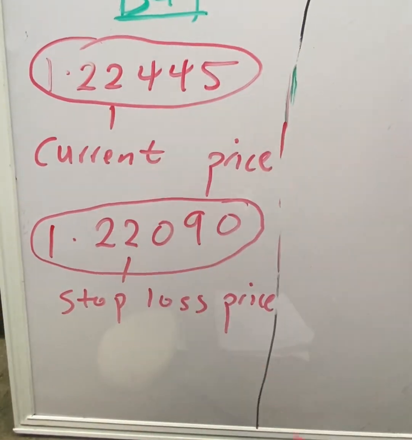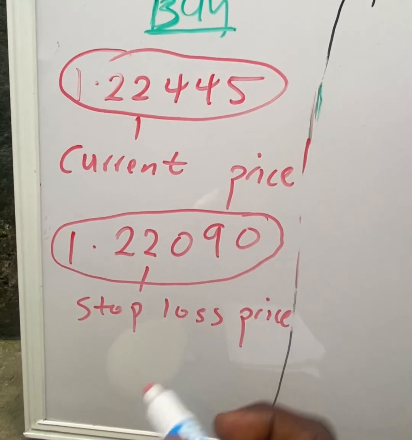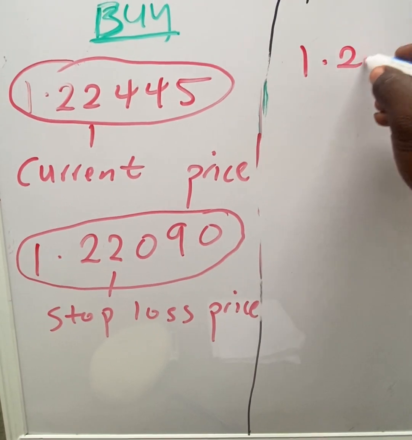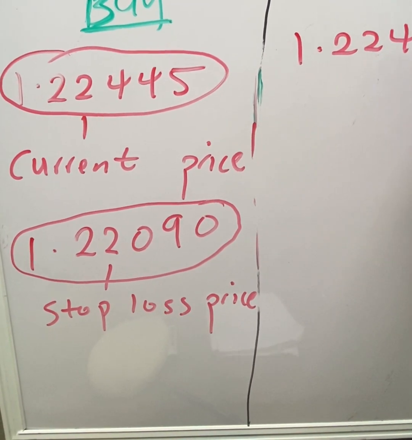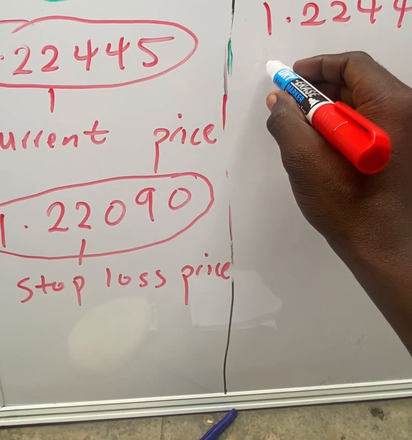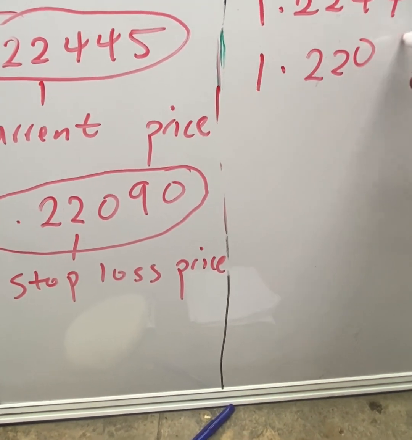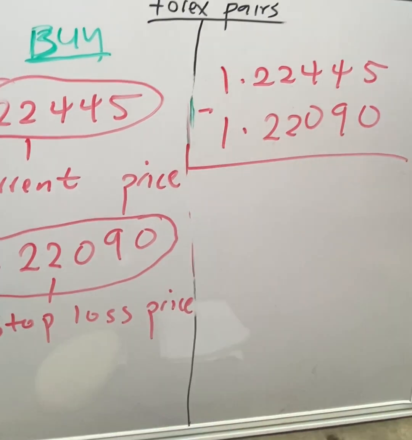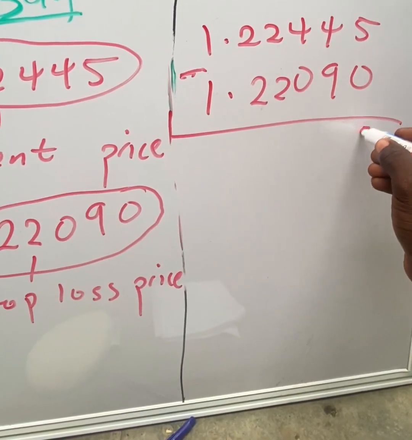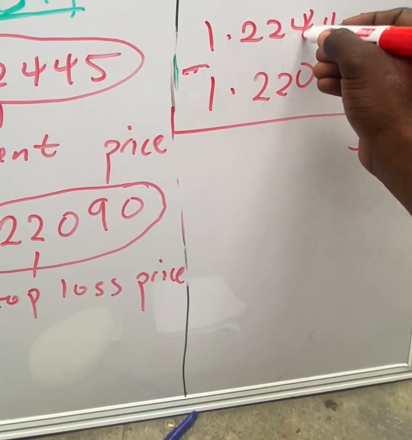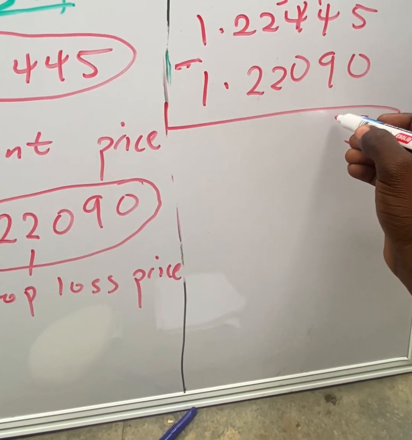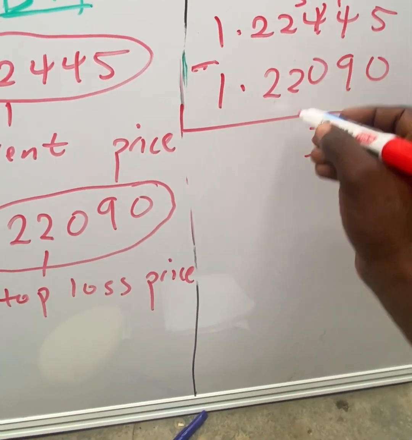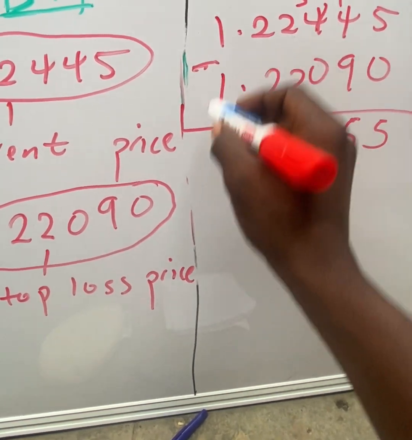We know that it's buy, so we have to subtract, because we subtract the lowest from the highest. So this is 1.22445, and we have the stop loss price 1.22090. So how do you know the amount of pips you are risking on this trade? So we subtract. 5 minus 0 is 5. 4 minus 9 is impossible. We borrow 1 from here, we have 3. Then here is 14. 14 minus 9, we have 5. 3 minus 0, we have 3. 2 minus 2 is 0. 2 minus 2 is 0. 1 minus 1 is 0.